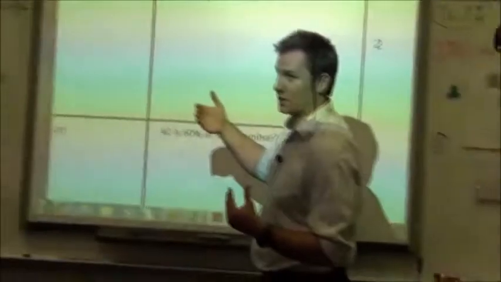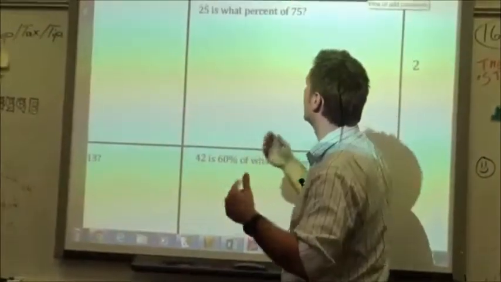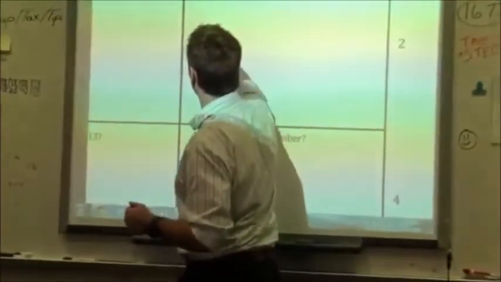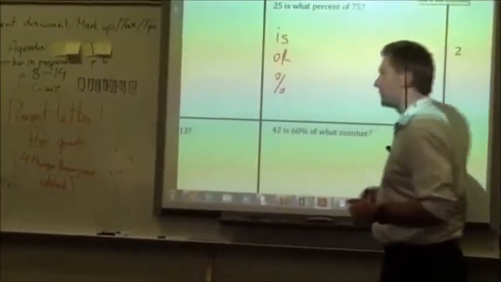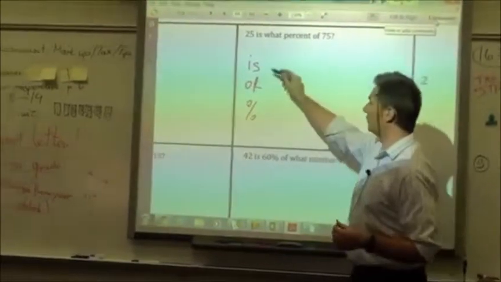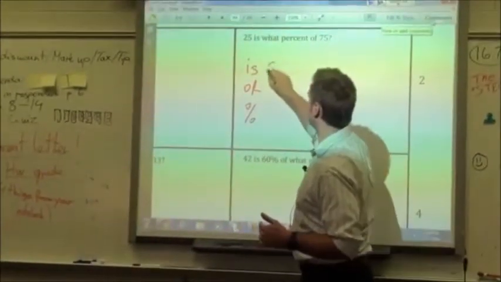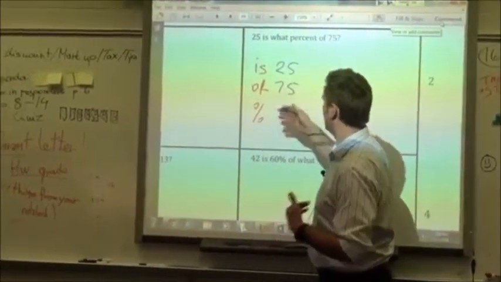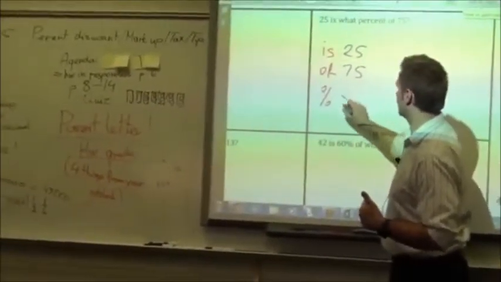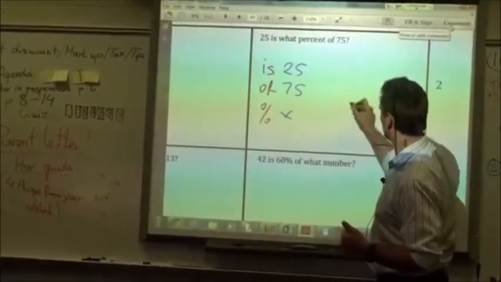25 is what percent of 75? So we have is, of, and percent. What do we put for is? 25. What do we put for of? 75. What do we put for percent? X. How do we set up the proportion?